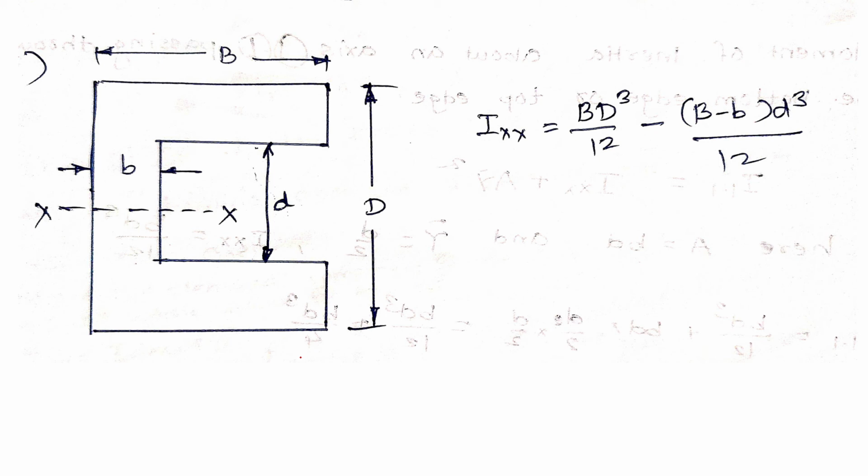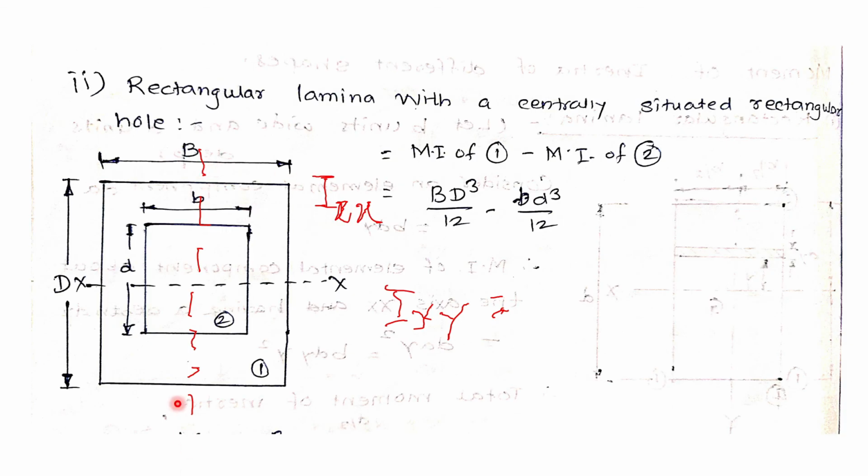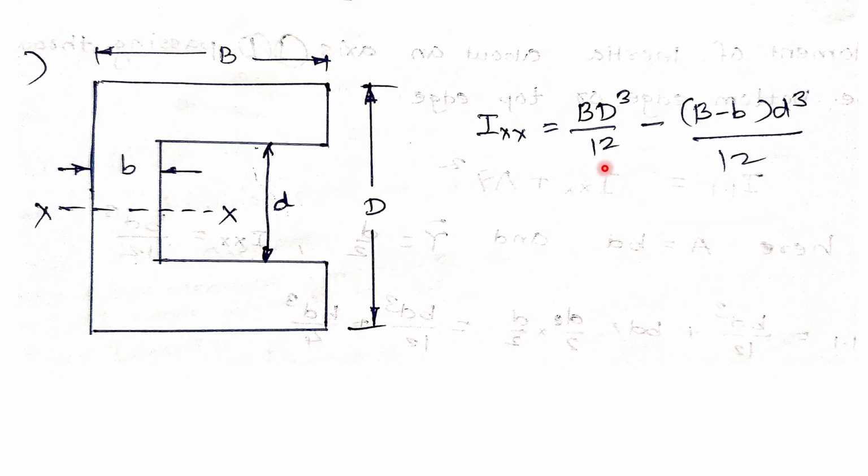Now here we have another, the C section. For this C section, again if you observe the geometry, you can see that this rectangle is cut out. But the interesting part is that it is symmetrical about the x-axis only, whereas for the earlier one it was symmetrical about both axes, the x-axis as well as the y-axis. So in this case, Ixx is equal to BD cube by 12 minus, again, this rectangle's moment of inertia we have to deduct. So it is (B minus b) d cube by 12.